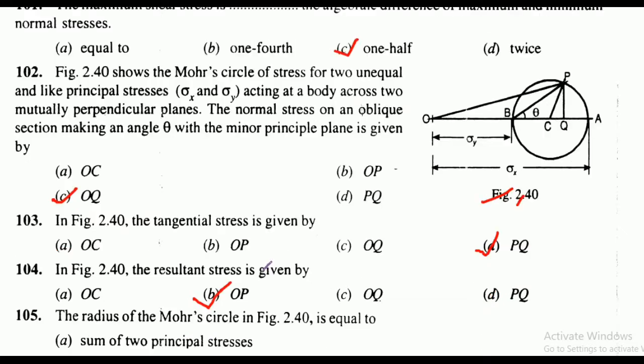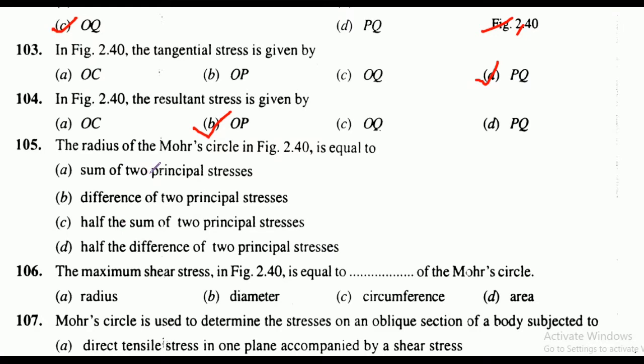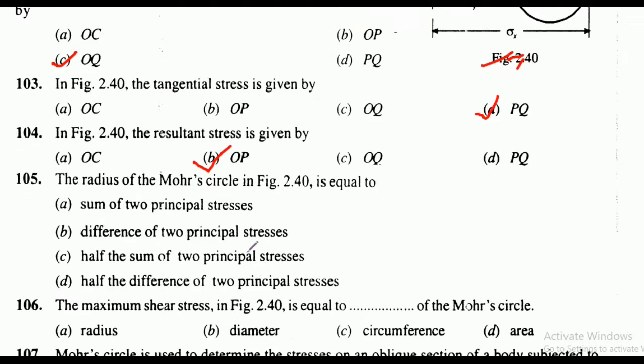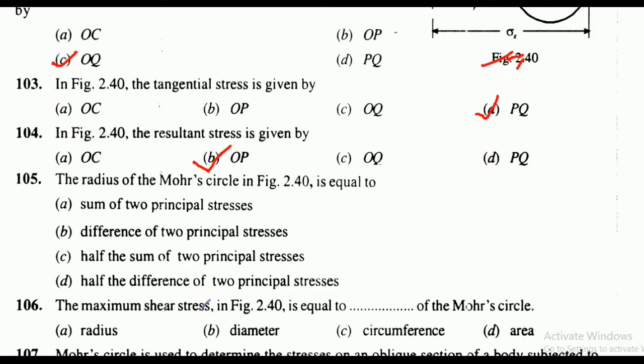Next is question number 105. Again this figure friends, the radius of the Mohr circle in this figure, this one, is equal to. Here options are sum of two principal stresses, difference of two principal stresses, half the sum of two principal stresses, half the difference of two principal stresses. So here friends, the correct answer is option D, that is half the difference of two principal stresses.